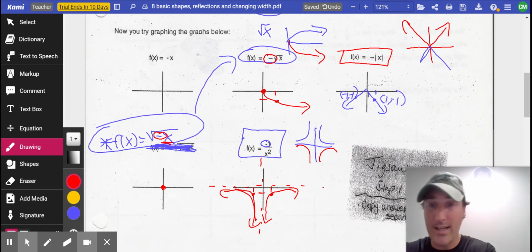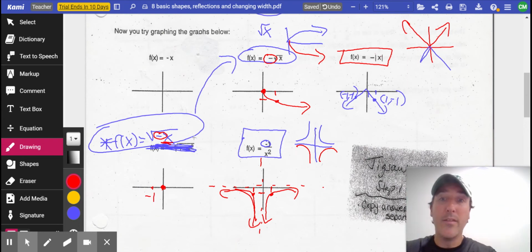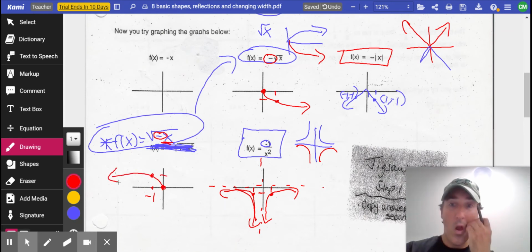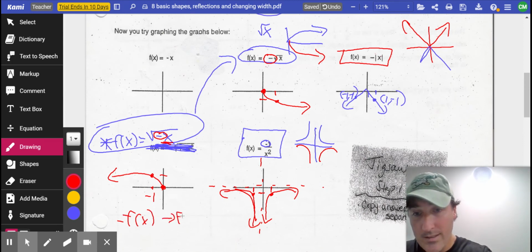It's going to flip over the y-axis. If you were to plug in -1, the negatives would cancel, and you'd have the square root of 1, which is 1. So this would go to the left. All right. I'll just put this in your notes here. In most cases, if you have a negative on the outside of the function, it flips over the x-axis.